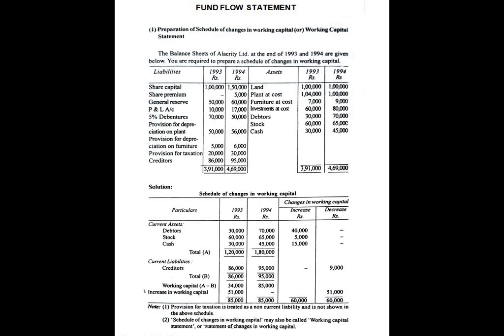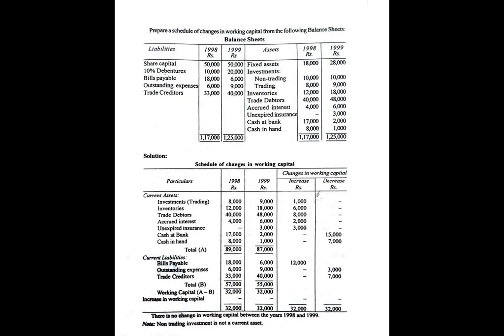Then we'll come to the current liabilities. Under the current liabilities, we have only creditors. That is 86,000 and 95,000. There is an increase in current liabilities, so automatically the working capital will decrease. It comes to a decrease of 9,000. The total of the increase column is 60,000. The decrease column total is 9,000. The balance amount falls on the increase column, so we write increase in working capital. The balance amount is 51,000. Then we'll move to the next problem.